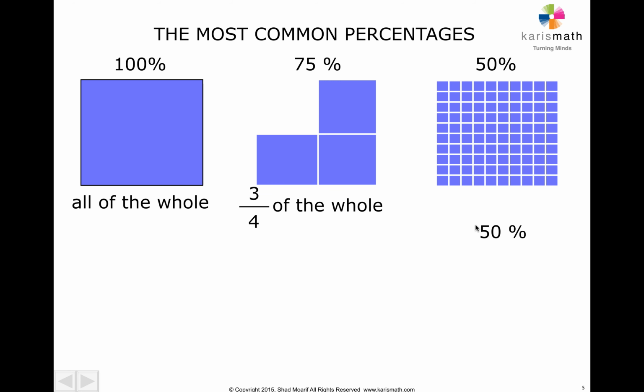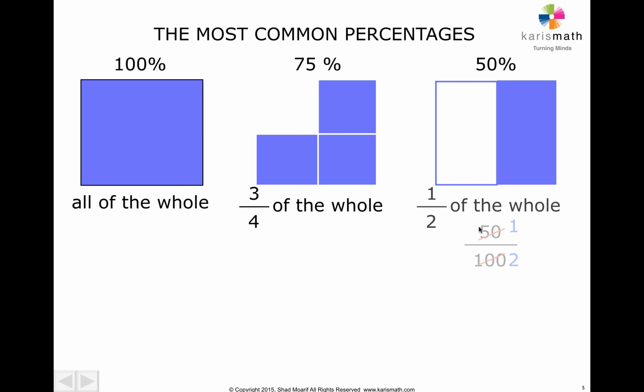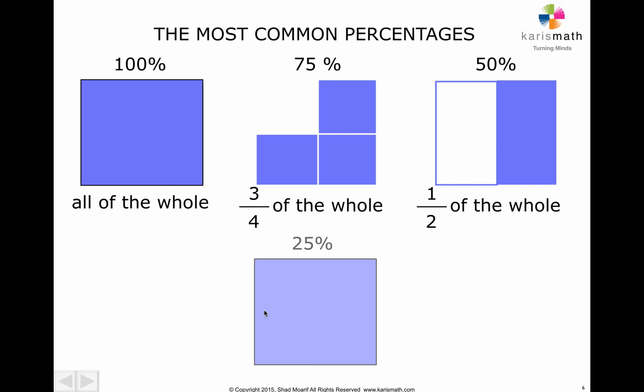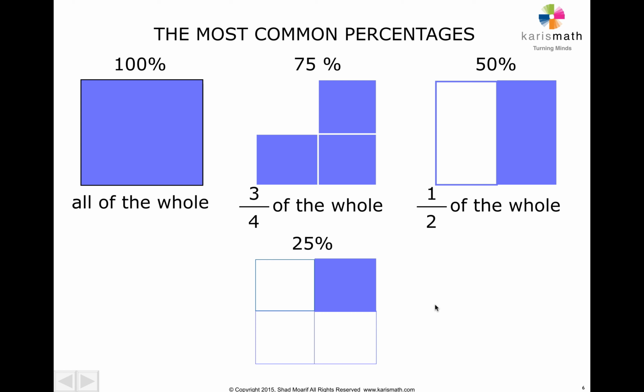50% is, of course, half of the whole. So half is 50%. And 25%, 25 cents, quarter, that's why it's called a quarter. So 25% is a quarter of the whole thing. Okay, we got that. That's simple enough.